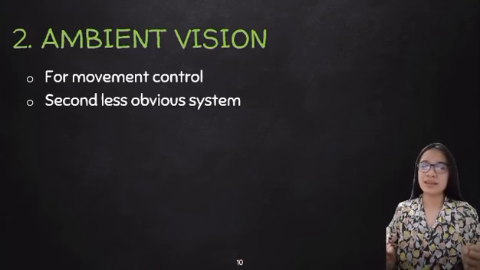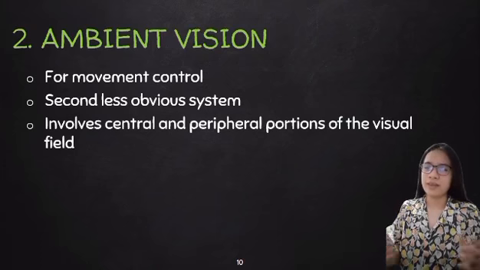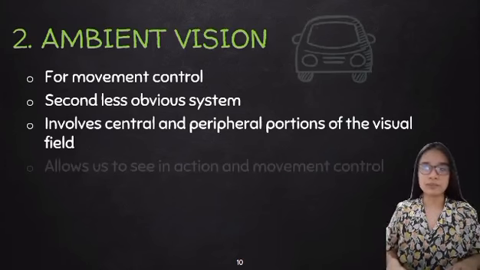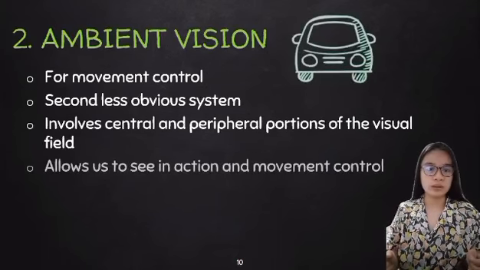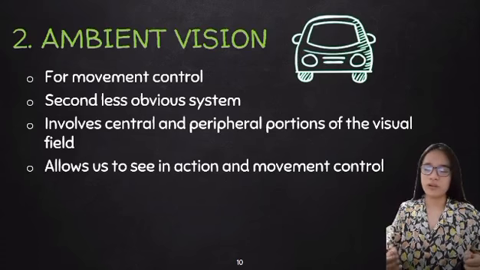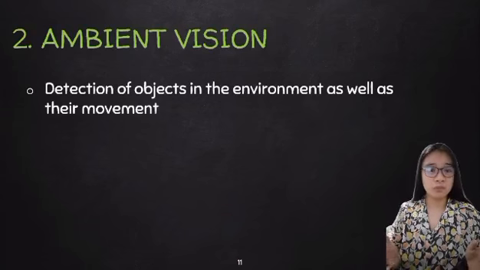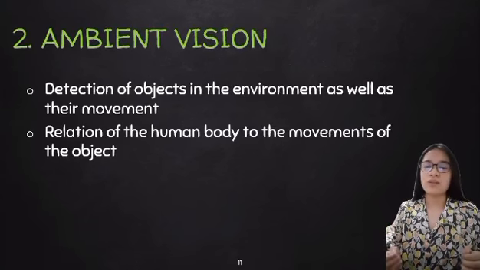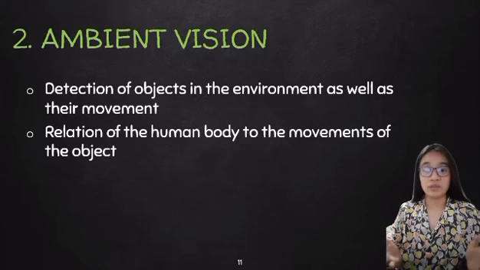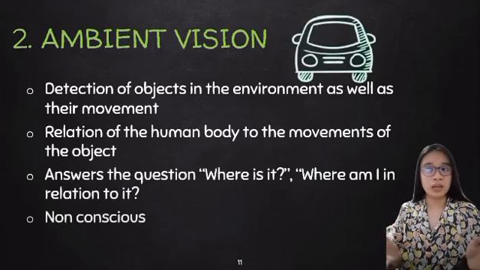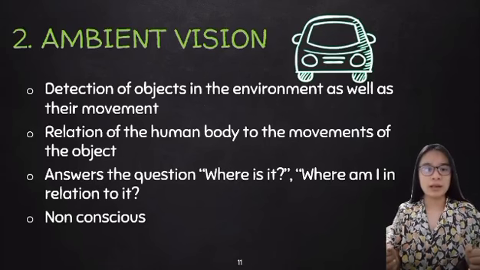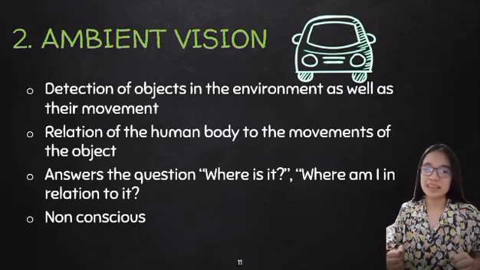Ambient vision is for movement control, the second, less obvious system. It involves central and peripheral portions of the visual field. It allows us to see in action and movement control, the detection of objects in the environment as well as their movement. It is the relation of the human body to the movement of the object. It answers the question, where am I? Or where am I in relation to it? And lastly, it is non-conscious.